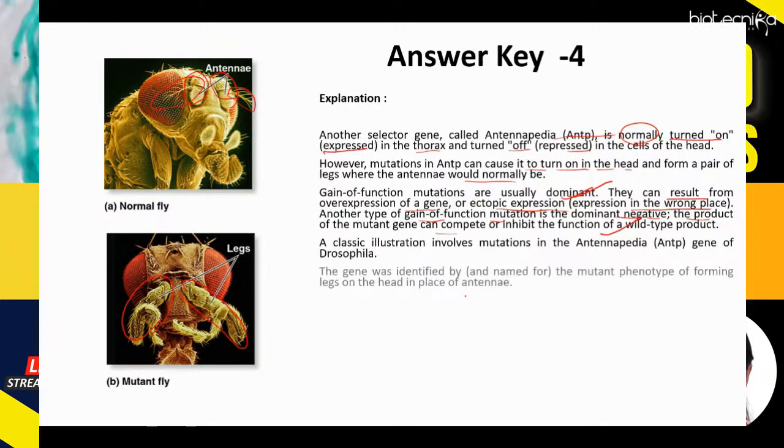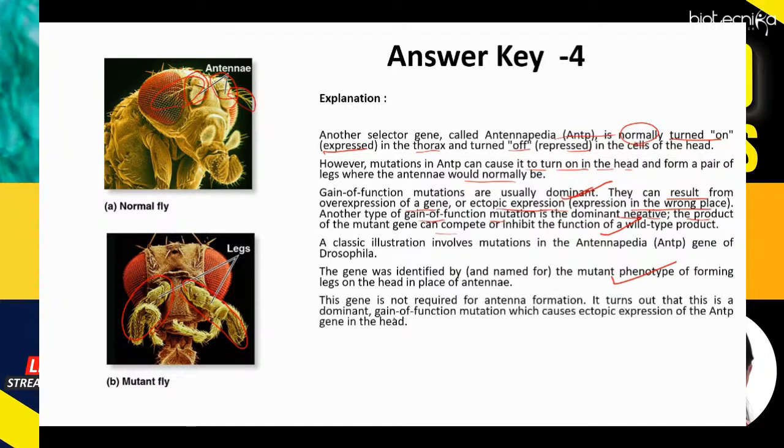Okay. So this gene was identified for the mutant phenotype. Antenna means antenna. Pedia means leg. Because the antenna is converted into leg, that's why this gene is named like this. Mostly in Unit 5, it's like that only. In developmental biology, whatever gene names are there, they are mostly named by the mutational phenotype that they cause. So this gene is not required for antenna formation. Don't take it that it is Antennapedia because it is required for antenna formation. No, it's the other way around.